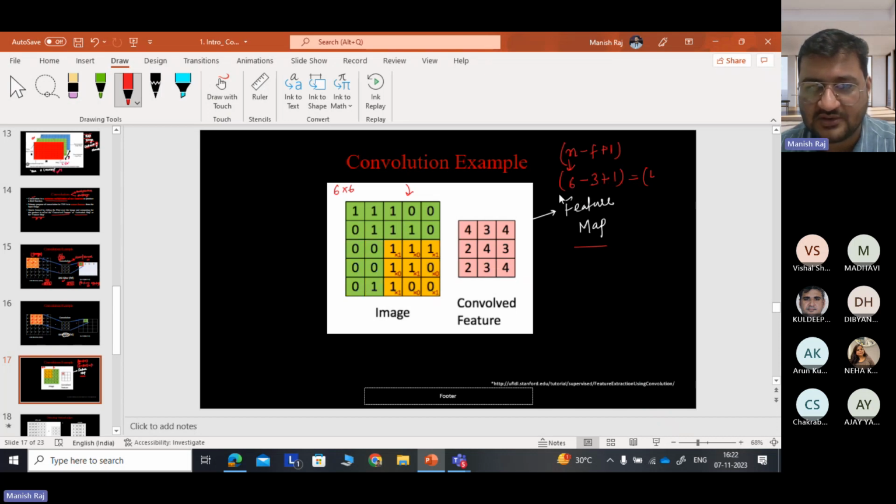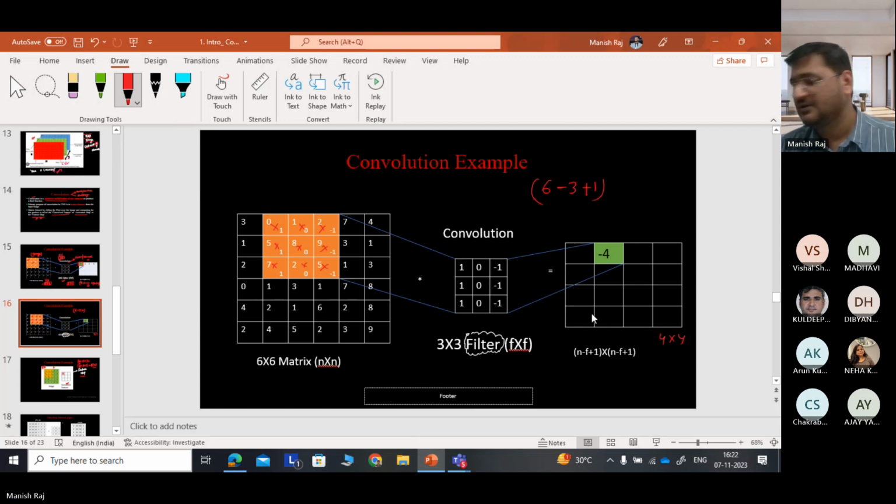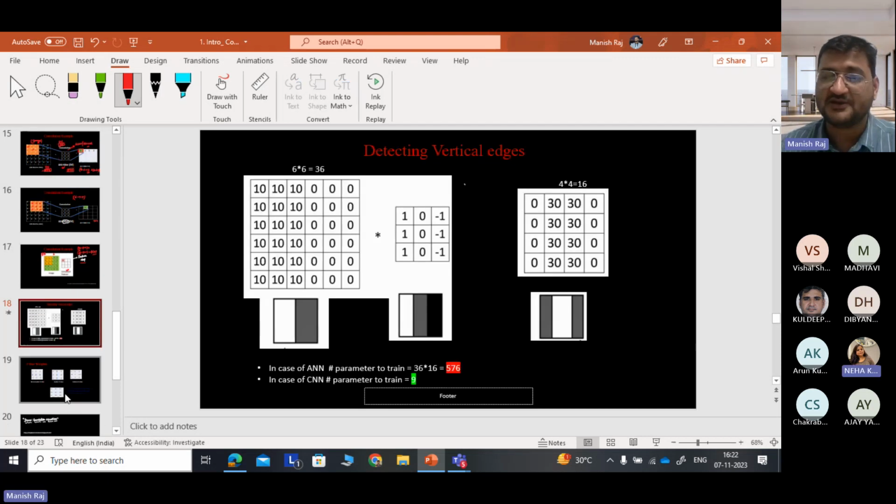I think that is wrong. This is 5 actually, sorry. The example here you can see is 5 only. So you can put 5 here: 5 minus 3 plus 1, that is 3. So 3 cross 3 you will find here. In this example, n is 6 and f is 3, so the answer is 4 cross 4. You can see here that is 4 cross 4. Clear, everyone? The size is clear, how you will determine the size.